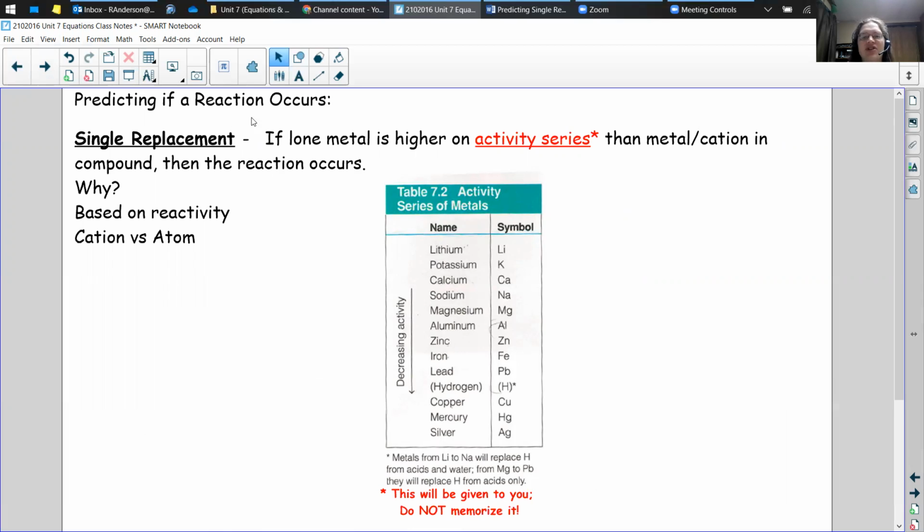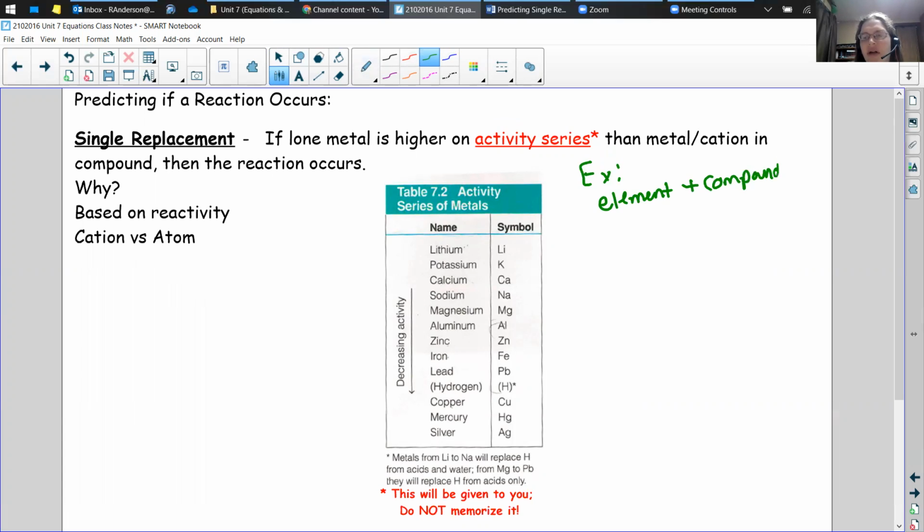For predicting if a single replacement reaction occurs, it revolves around the activity series. It says if the lone metal is higher on the activity series than the metal cation in the compound, then the reaction occurs. Why? It's based on something like reactivity. Let's back up and talk about this. A single replacement reaction has some sort of element plus some sort of compound, and on the other side, it gives you an element plus a compound.